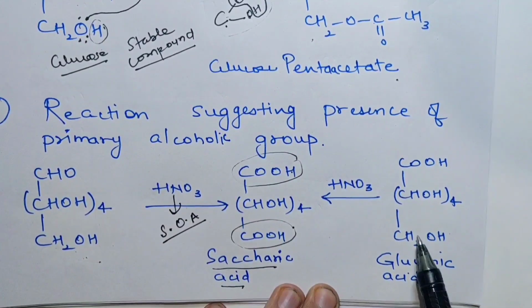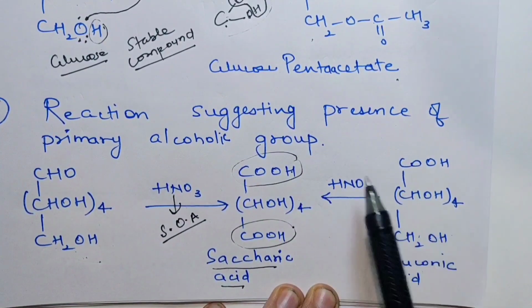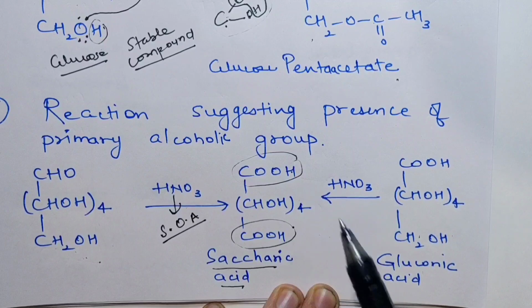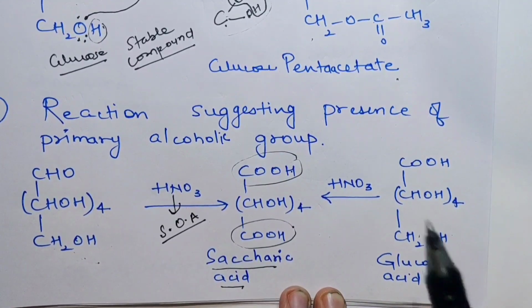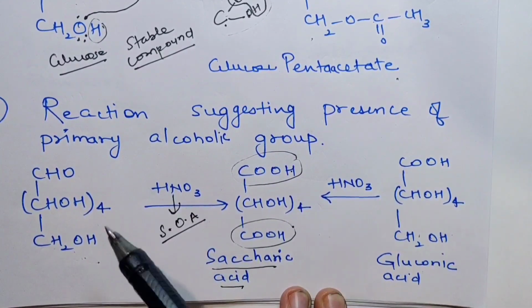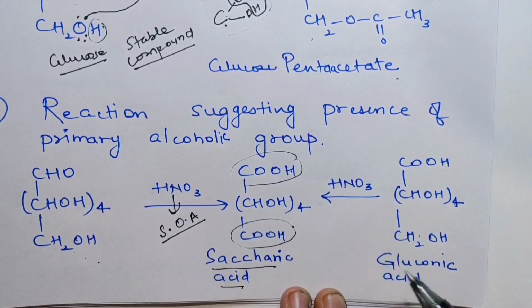Also, when gluconic acid was treated with nitric acid, then also we got the same product. This reaction is also very often asked. Write the products formed when glucose is treated with nitric acid or when gluconic acid is treated with nitric acid. You get the same product.